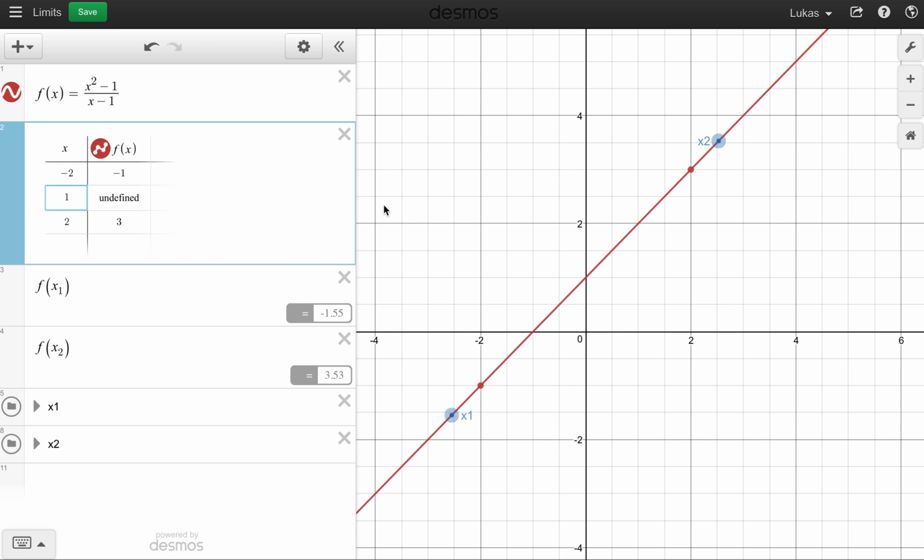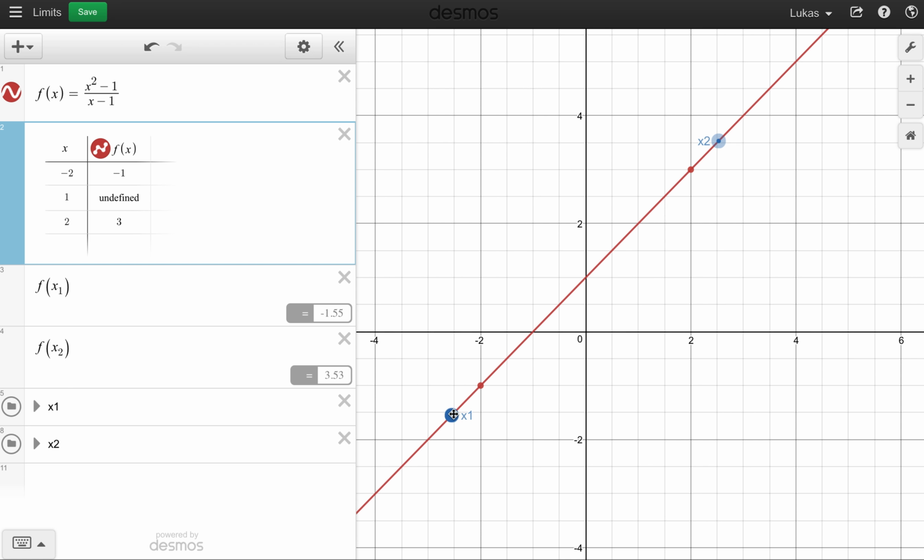So we know the function down here at -2 is just going to be -1. That's the point shown here. At +2, the function is going to be 3. That's the point shown here. But at 1, this function is not defined because you'd be dividing by 0, which you can't do. But does the limit at x equals 1 exist? That's the question. So we know the function doesn't exist at that point, but does the limit exist?